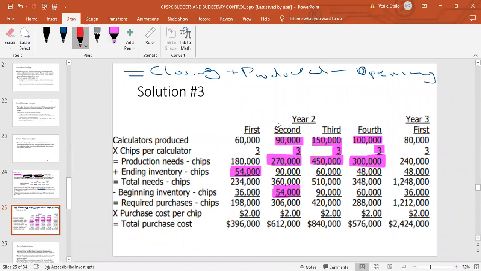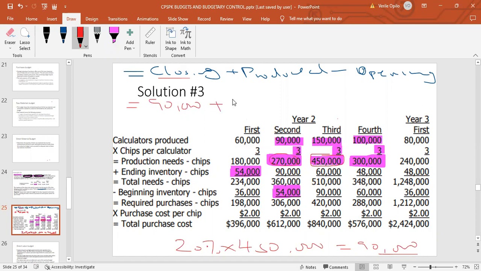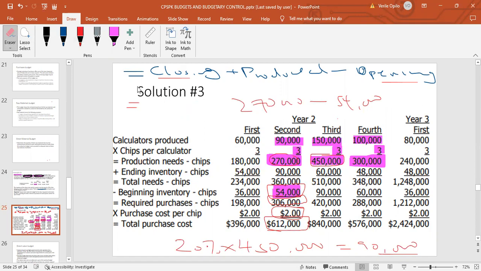Now for the second quarter, we need to know the closing inventory, and the closing inventory will be 20% of the requirement for the next quarter. The next quarter's requirement for production will be 450,000. So 20% of 450,000 should give us 90,000. Therefore, we're going to require a closing inventory of 90,000 chips, plus what needs to be produced during this period, 270,000, minus the opening inventory. The opening inventory we had was 54,000, which was the closing inventory for the previous quarter. Minus 54,000 gives us 306,000 chips, and each chip is going for $2 each. Therefore, the total purchase cost for the business for these materials will be equal to $612,000.